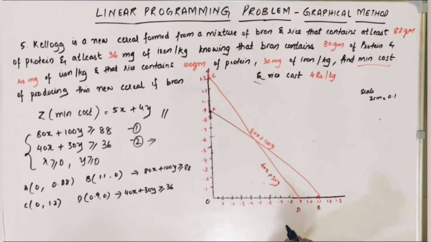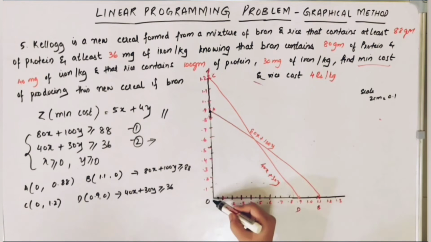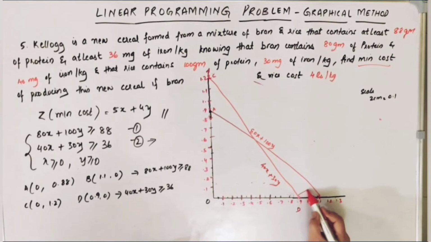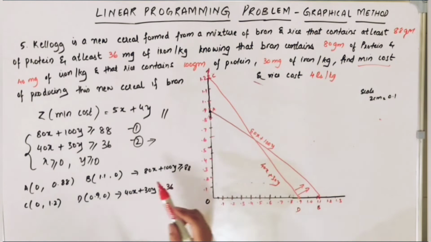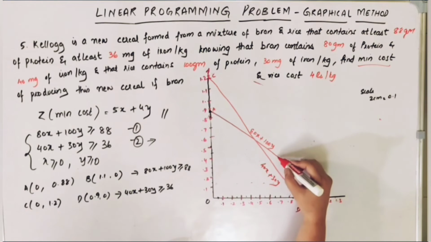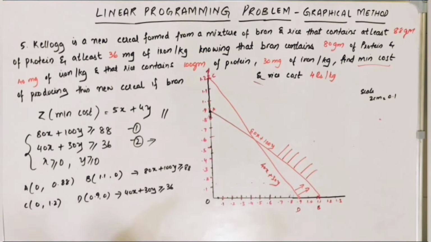Now what we'll have to do as a next step is arrive at the feasible region, for which we'll have to shade. Now since it is greater than or equal to, we'll always have to shade outwards, that is away from the origin. The shading will be in this direction. So this entire region will be shaded. Similarly, for the second constraint also, it's greater than or equal to. So let's shade it like this.